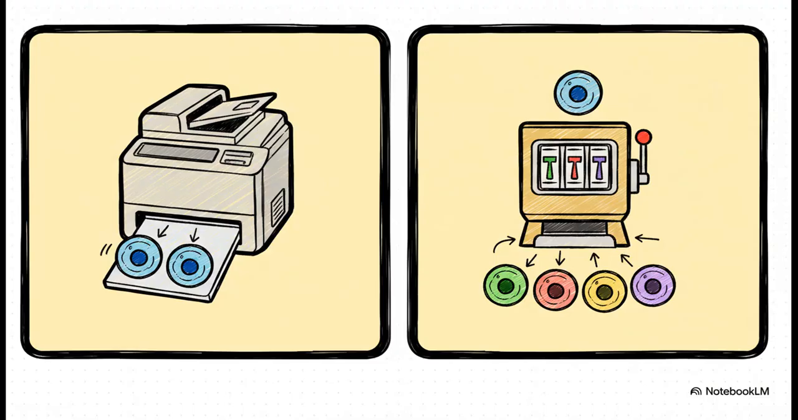Now, cells have two different ways of dividing for two very different reasons. The first is called mitosis. This is for growth and repair. You can think of it like a biological copy machine. One cell divides once and makes two perfectly identical daughter cells.